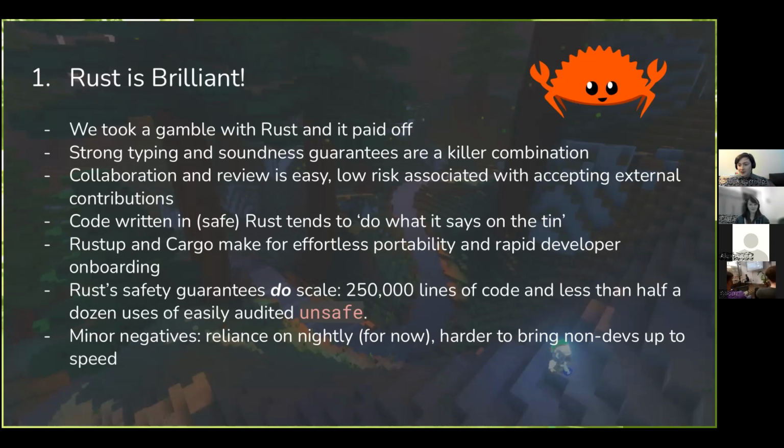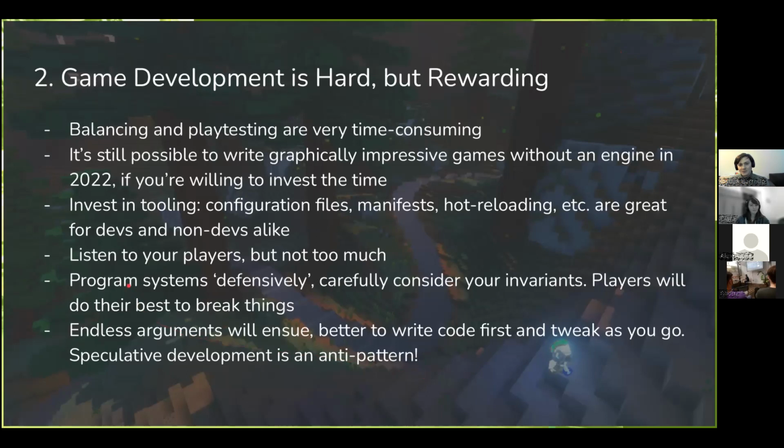Cargo and Rustup are just brilliant. It makes the game extremely portable. It's really easy to get it up and running very quickly. And it's quite a large code base now. It's getting towards 250,000 lines of code. And we've got, I think, like three or four instances of unsafe. Obviously, that's not taking into account the fact that we're using third-party libraries, but those are often libraries that have quite a large user base, and so are more likely to be reasonably well audited. A few negatives: we still rely on nightly Rust, but I'm hoping that's going to be changing soon.